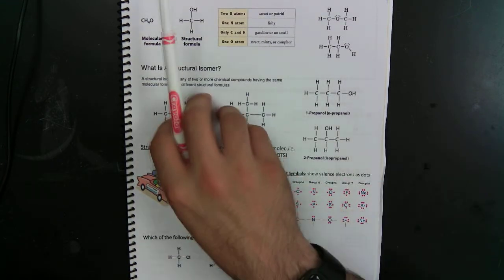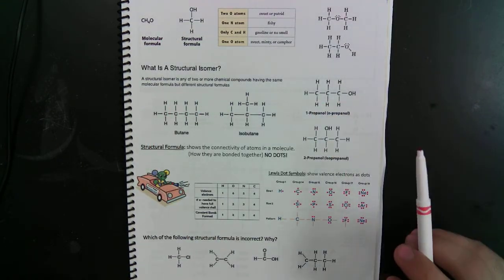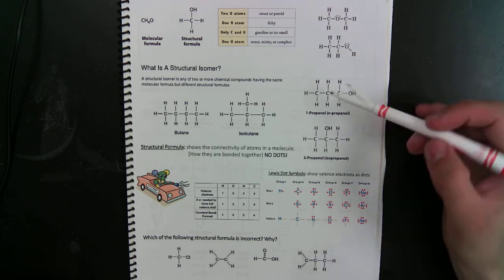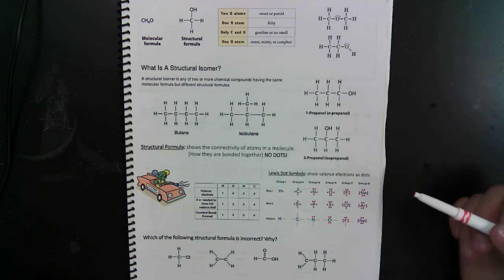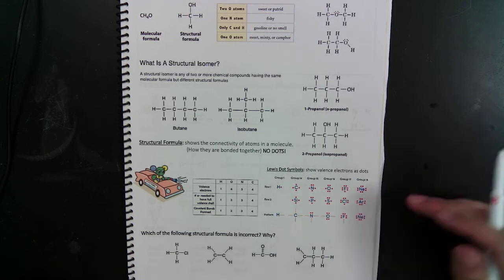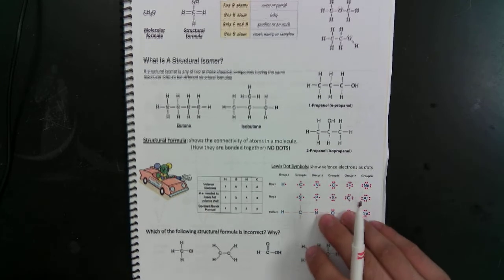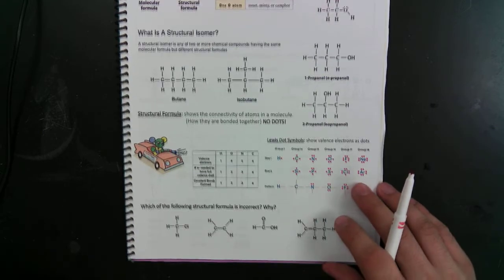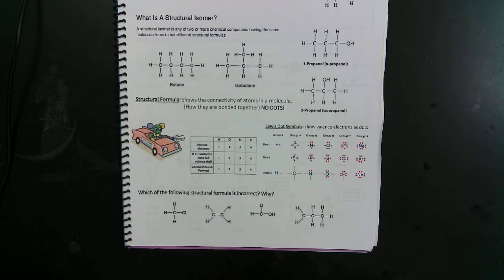If you count in these two and in these two, they have the same number of carbons, hydrogens, and oxygens, but they're connected in a different way. That makes them isomers. And because they have different structures, they're going to have different properties. Structural formula shows the connectivity of atoms in a molecule. It's how they're bonded together. We don't include dots technically in a structural formula. We reserve that for Lewis dot structures.